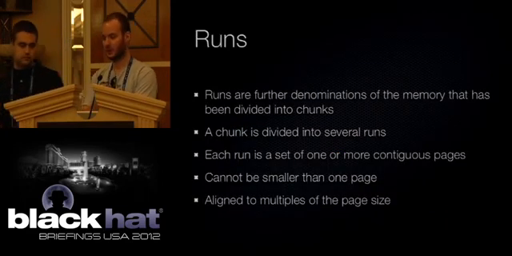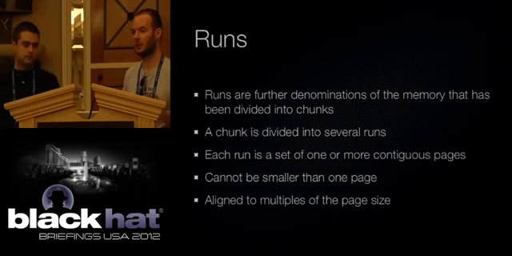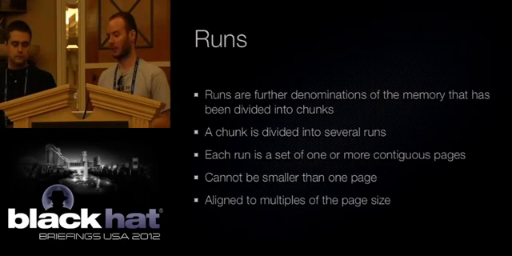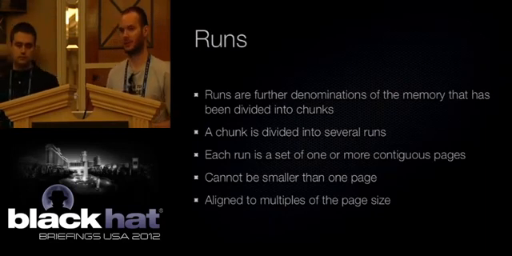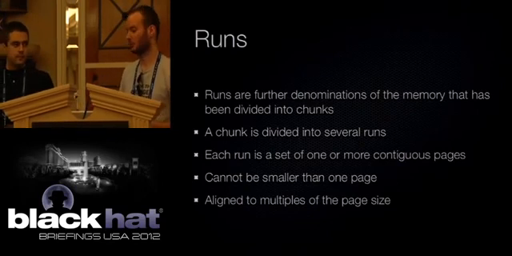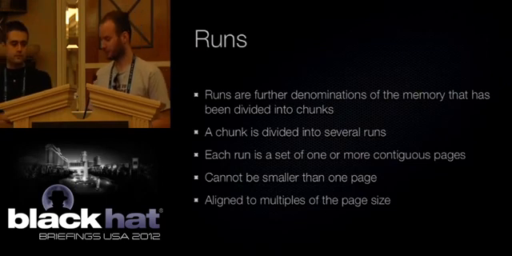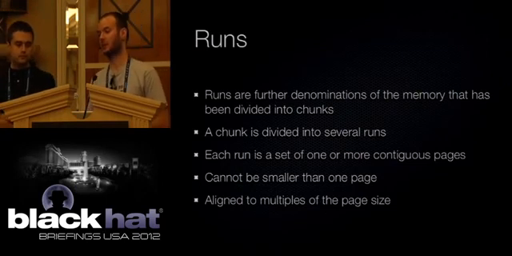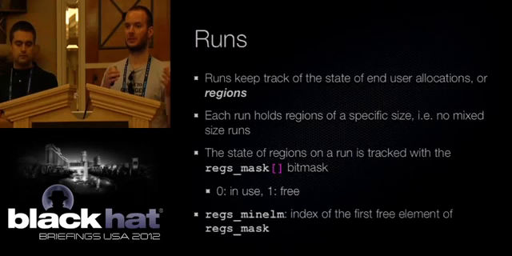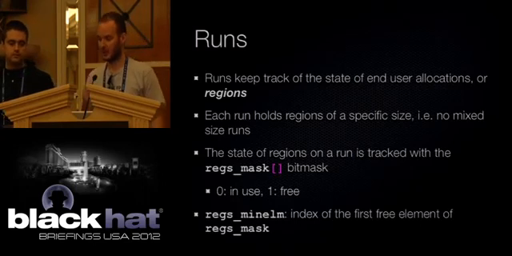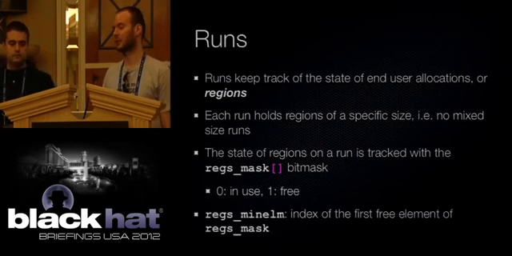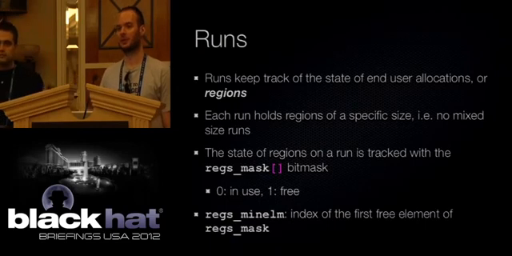Chunks are divided into runs. Runs are actually simple containers for end-user memory allocations. Each run has a size that is a multiple of the page size, and due to this characteristic, runs are also aligned at memory addresses that are multiples of the page size. As we have said, runs contain end-user memory allocations. They keep track of the state of each allocation, whether it is used or free. One important characteristic is that a run contains regions of a specific size. So there's no way you can see a 32-byte allocation followed by a 64-byte allocation, for example.